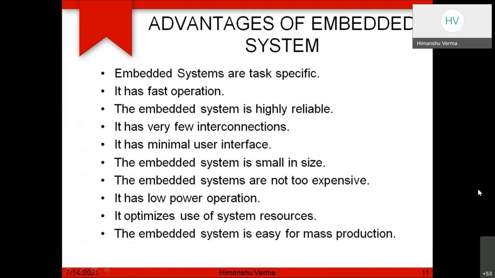The next advantage of embedded systems is that they are not so expensive. They are comparatively very cheap if we compare them with general purpose computers. So this one is also an added advantage. Next one is that it has low power operations.